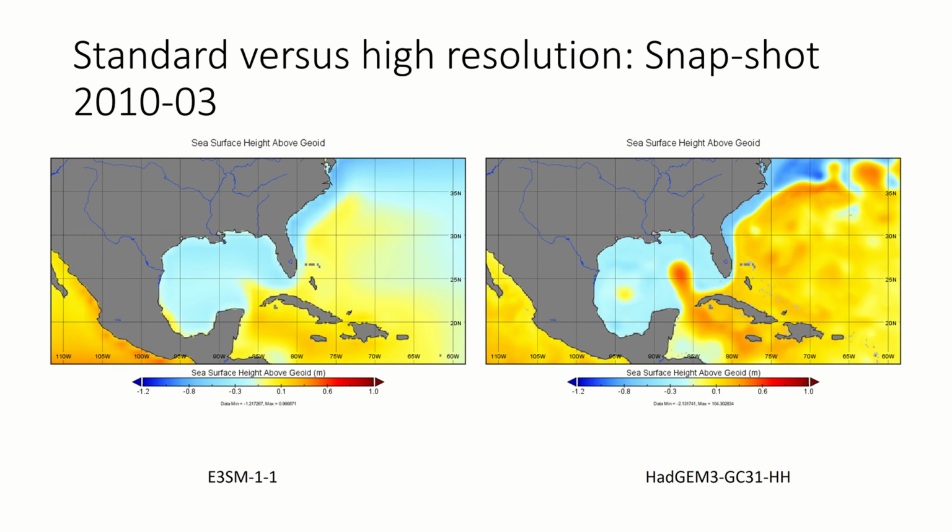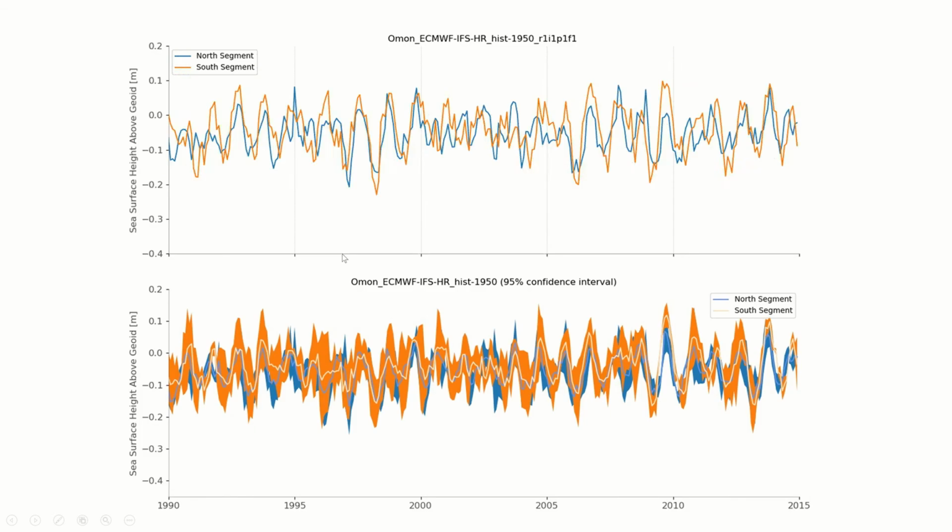This is an example, a standard versus high resolution snapshot in March 2010. You see that this high resolution model can reproduce the loop current, whereas the Earth system model of standard resolution cannot. This model has a nominal resolution of about 10 kilometers, and this model has a nominal resolution of about 100 kilometers. So you see this one cannot reproduce what we are interested in.